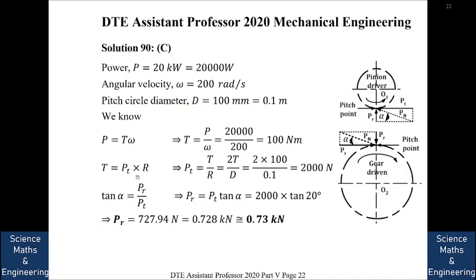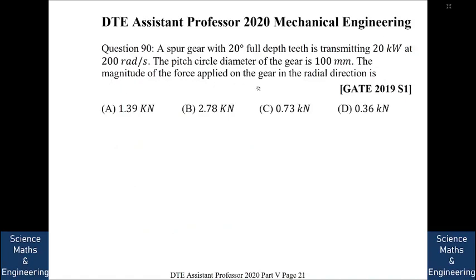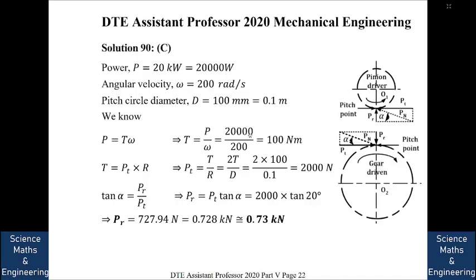Now T is equal to PT into R, so PT would be T by R, so we can write it as 2T by D, since D is equal to twice R. So from here we get it is 2000 Newton. Now tan of alpha, if you see here, is PR by PT, where one is tangential and one is radial. So PR is equal to PT into tan alpha, which is equal to 0.73 kilonewton. So the magnitude of force applied on the gear in the radial direction is 0.73 kilonewton.